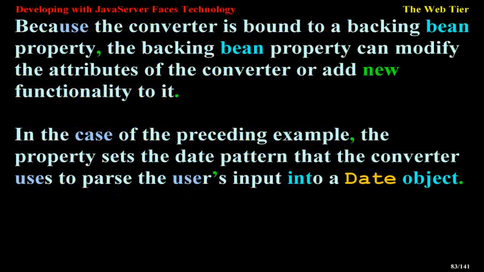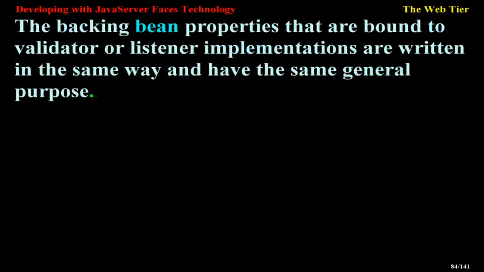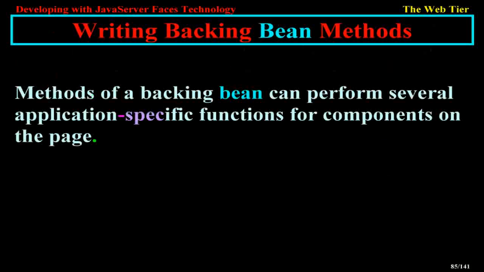In the case of the preceding example, the property sets the date pattern that the converter uses to parse the user's input into a date object. The backing bean properties that are bound to validator or listener implementations are written in the same way and have the same general purpose. Writing backing bean methods.